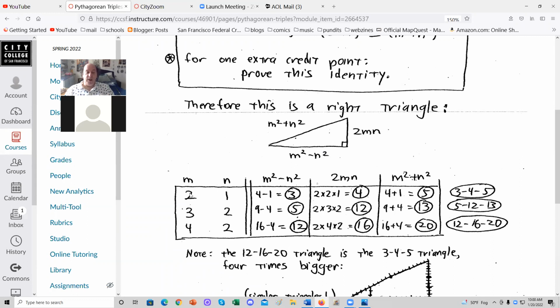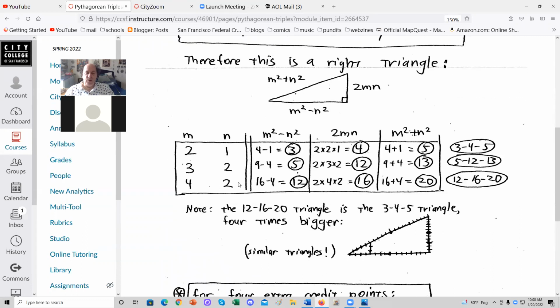For example, if you make m be 2 and n be 1, then if you work it out, you get a 3, 4, 5 triangle. If m is 3 and n is 2, you get a 5, 12, 13 triangle. If m is 4 and n is 2, then you get a 12, 16, 20 triangle.